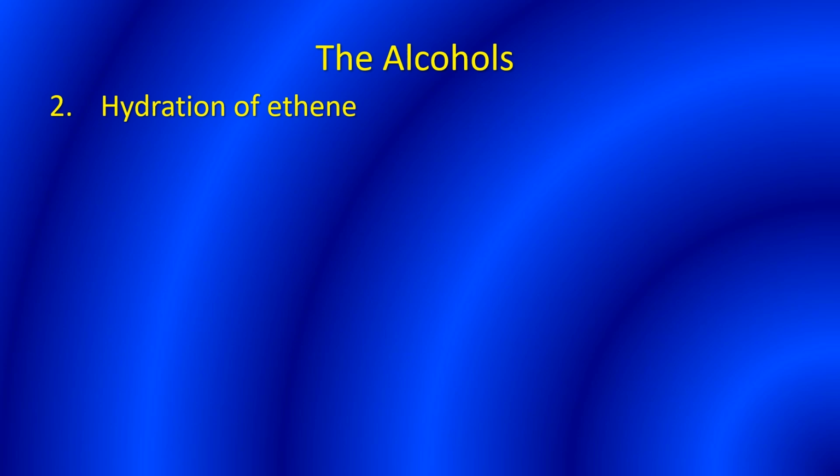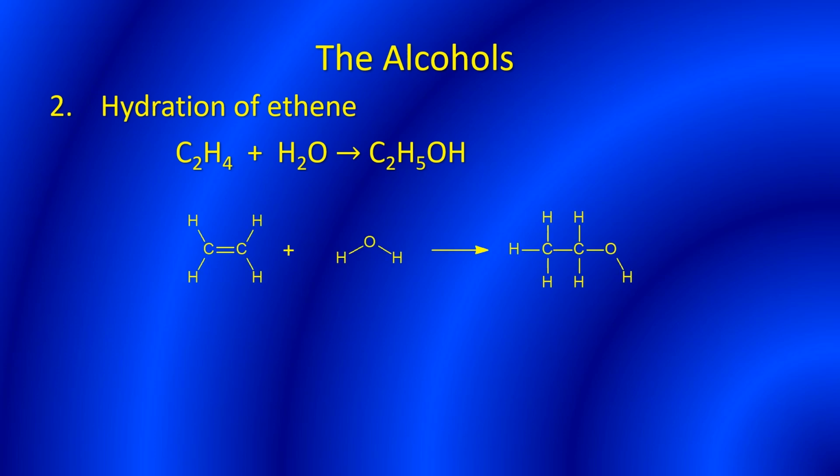The second method that we can use to produce ethanol is by doing a hydration reaction with ethene. So if we take ethene, C2H4, and react it with steam, we can produce ethanol as a product. Looking at the equation for this reaction, you can see that with ethene, steam, and ethanol, it's an addition reaction, as you'd expect for the alkenes, because we only make one product.